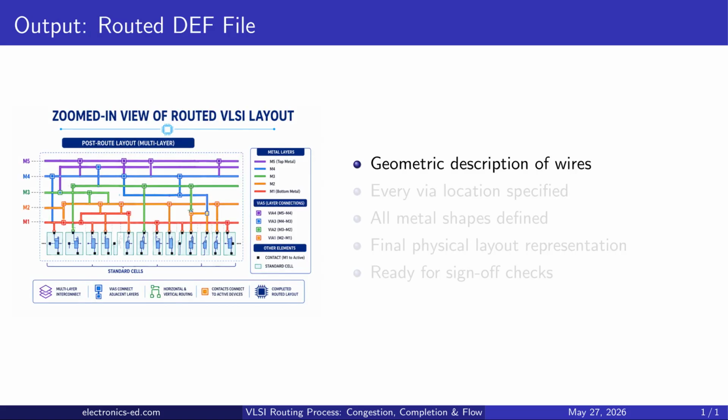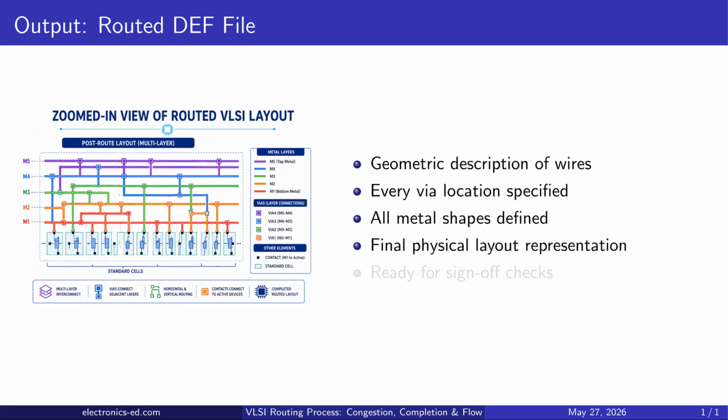The main output is a routed DEF file. It contains a geometric description of every wire. The location of every via is specified. All metal shapes are defined in detail. This is the final physical layout representation, ready for sign-off.